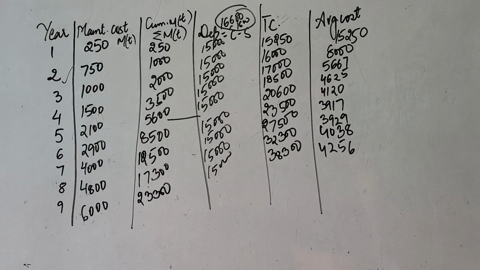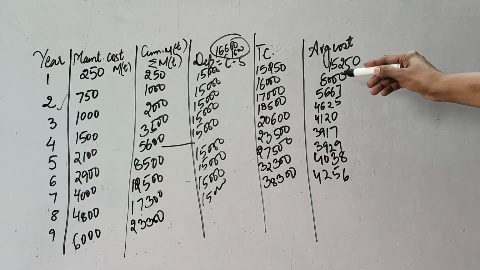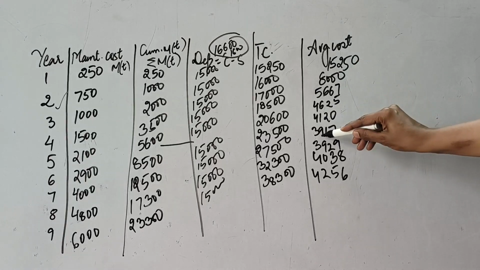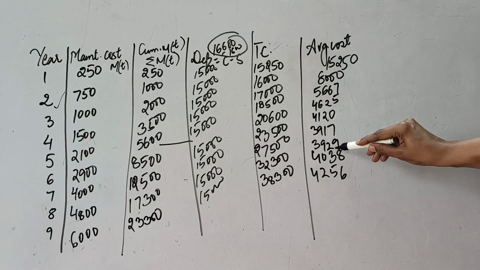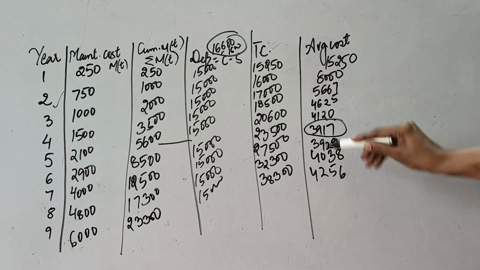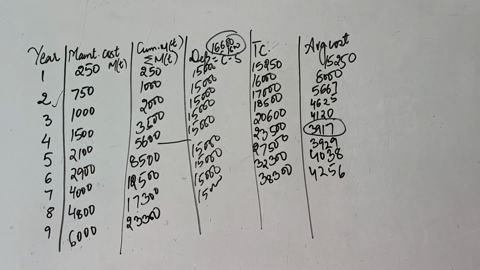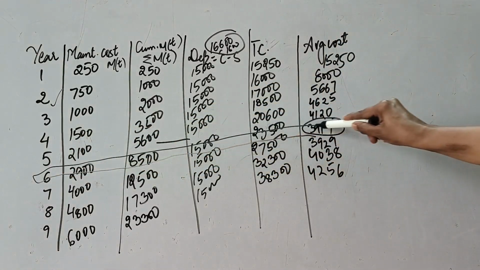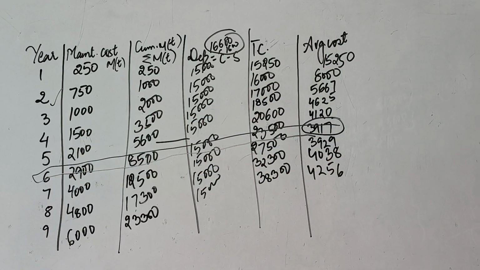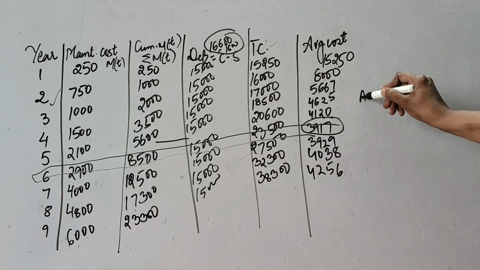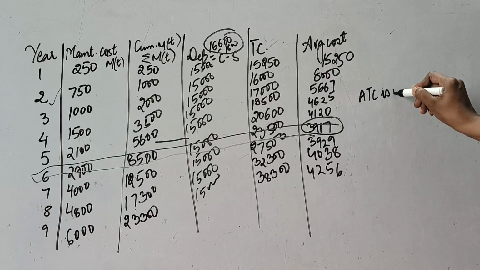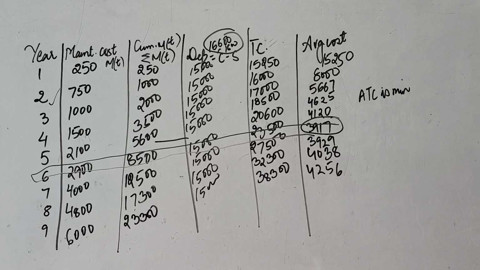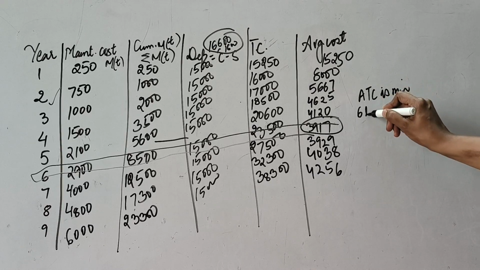Now after calculating the average cost, you have to check where the cost is minimum. You have to check this column. So the cost is reducing, you can see, and here 3,917, in the next year cost is increasing. It means this is the minimum average cost. So you have to check the year to which it belongs. It belongs to the 6th year. So now you will be writing: average total cost is minimum in which year? It is minimum in the 6th year.